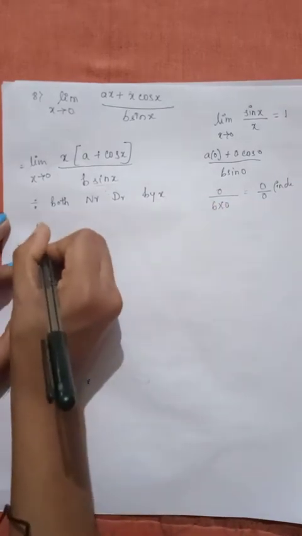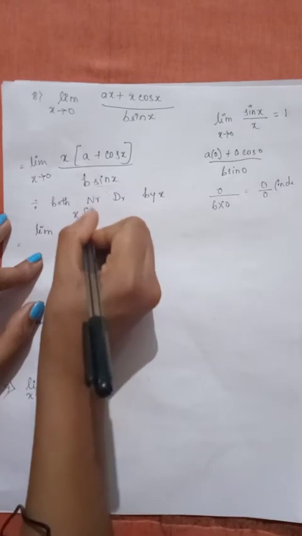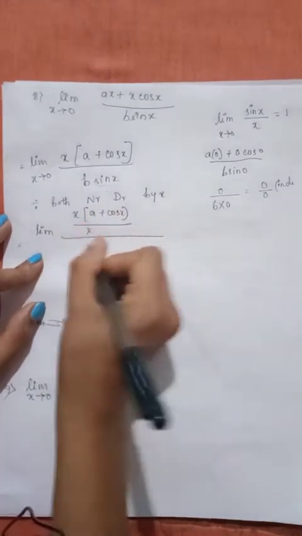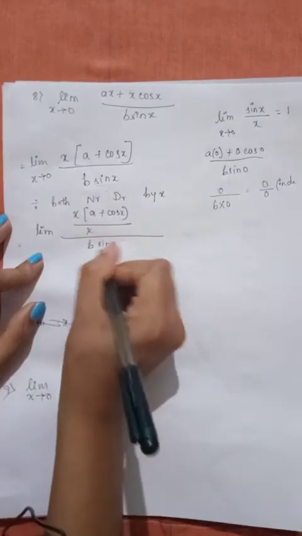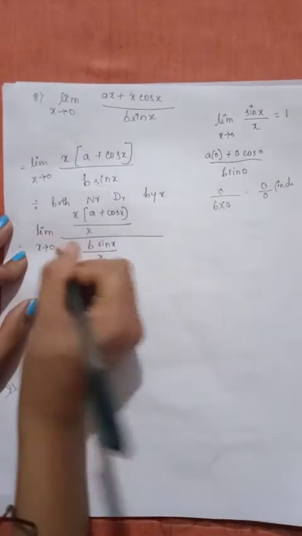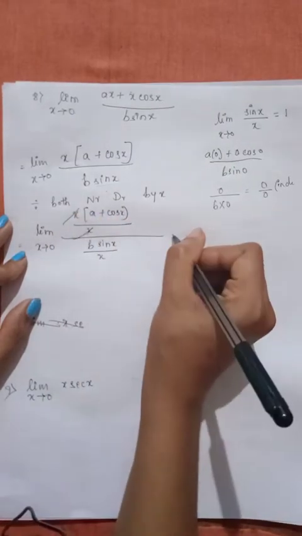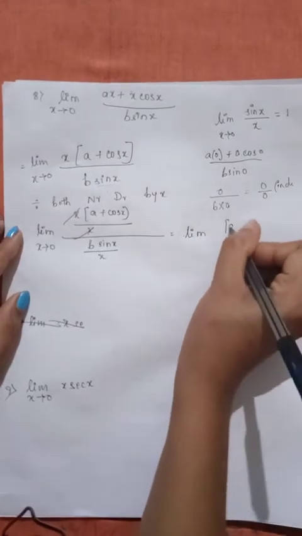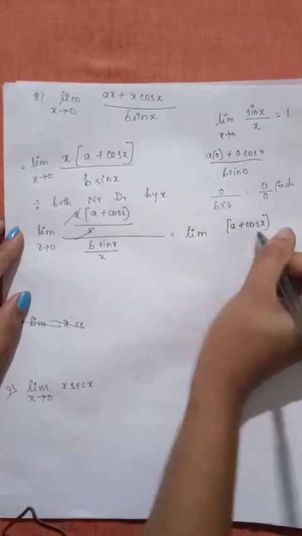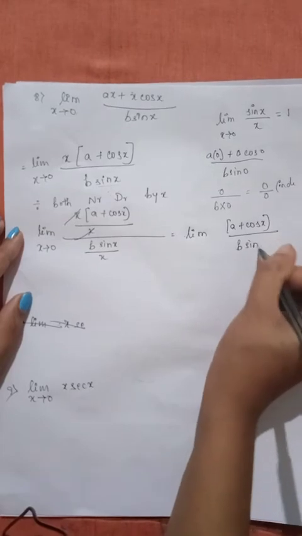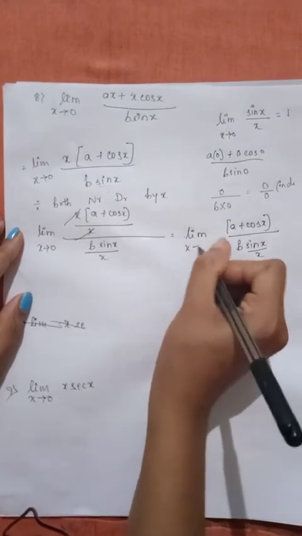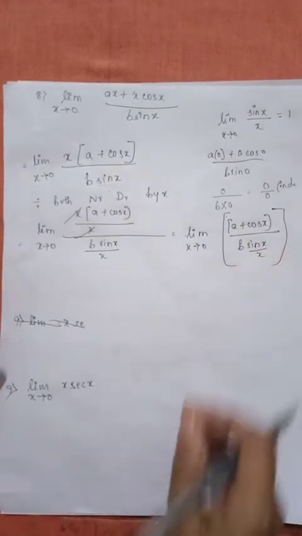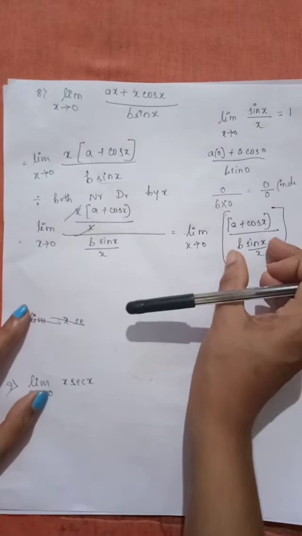So it becomes limit of x into a plus cos x, this is the numerator, divided by x, whole divided by b into sin x divided by x, as x tends to 0. The x gets cancelled, so it is equal to the limit of a plus cos x divided by b into sin x by x as x tends to 0. You can see that this is in rational form, with something in the numerator divided by the denominator.